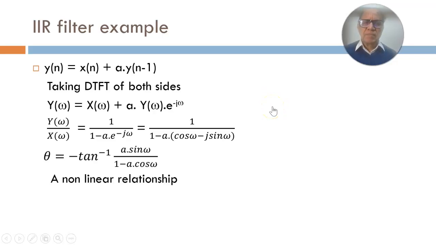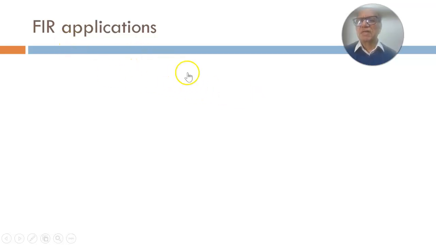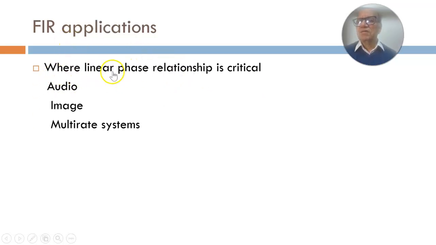So wherever the linear phase relationship is required, wherever phase relationship is critical, you will use a FIR filter, and wherever it is not critical, you could use an IIR filter, because for fewer coefficients you get a sharper response. Alright, therefore let us quickly look at the places where FIR filter is used. So where linear phase relationship is critical, like in audio signal processing, in image processing, in multi-rate systems. Okay, these are the areas of application of the FIR filters.